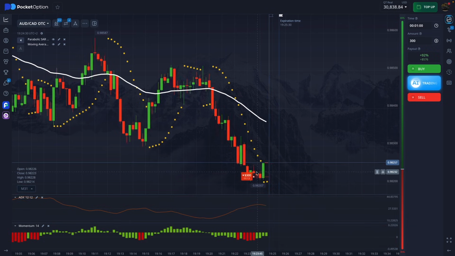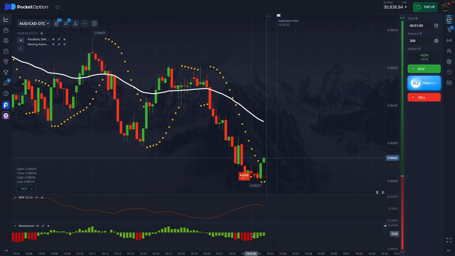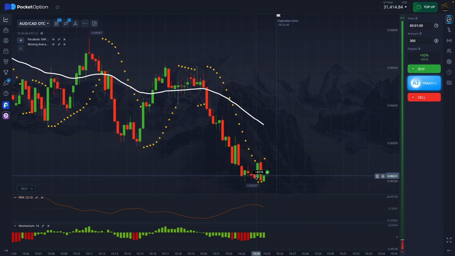After that, I look at the momentum indicator, and according to it, I get the final confirmation before entering a trade. To enter a down trade, I need at least 4 bars to be red. And this condition was met, so my trade was opened. And now this trade is closing with a profit.